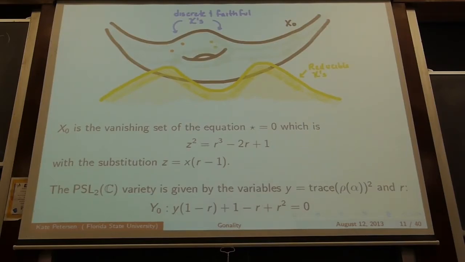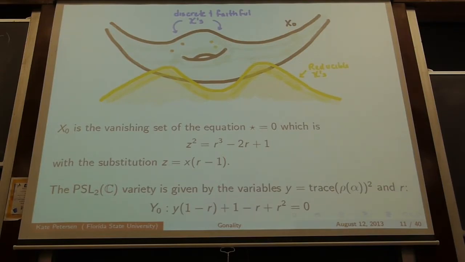And they intersect a little bit. That's supposed to indicate the intersection. And there are four really special points on the elliptic curve. Those all correspond to discrete faithful points, orientation reversing in multiple lifts.